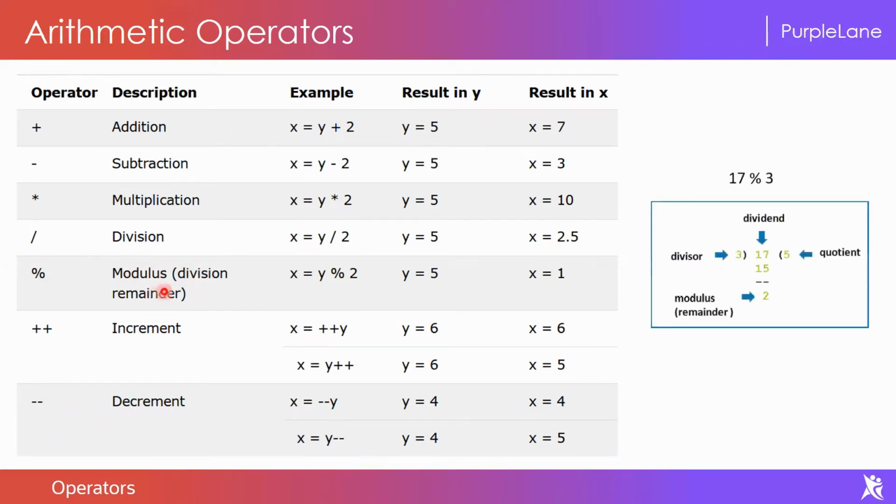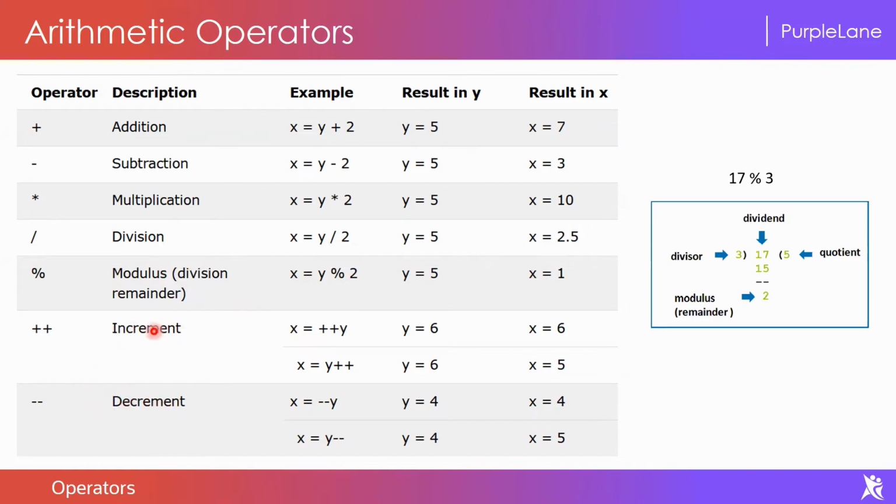So let's say you take 17 modulo 3. If you look at this example, 17 is the dividend and 3 is the divisor, and we call this the quotient, 5. Here 3 into 5 is 15, and the remainder we got is 2. So if you want to extract the remainder in your output, then the modulo operator is used. Similarly here, y is 5, so 5 by 2 means we have a remainder 1. So that's the x value.